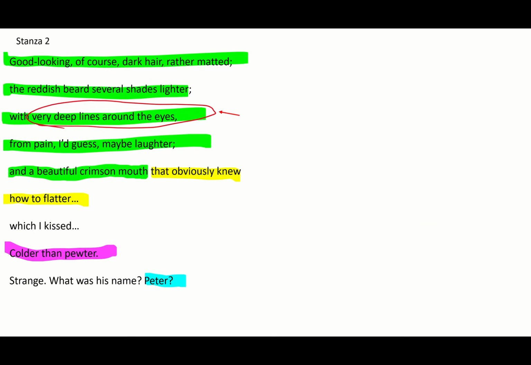Moving on to stanza 2. Good looking, of course, dark hair, rather matted, the reddish beard several shades lighter, with very deep lines around the eyes. From pain, I'd guess, maybe laughter, and a beautiful crimson mouth that obviously knew how to flatter, which I kissed, colder than pewter. Strange. What was his name? Peter?